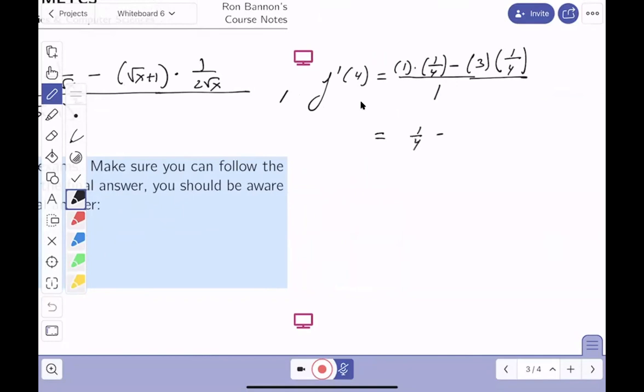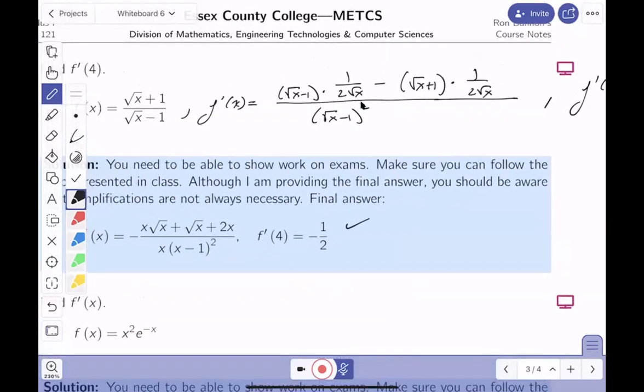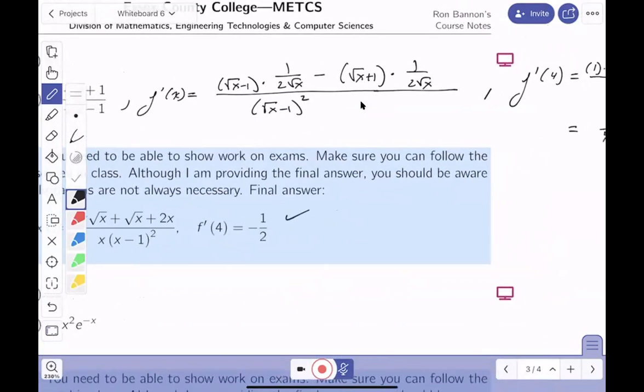What do you get? 1 quarter minus 3/4, which is minus 2/4, which is minus 1/2. All right, let's look at the k, and they got minus 1/2. I also notice they simplified the derivative, so I want to go through that with you.